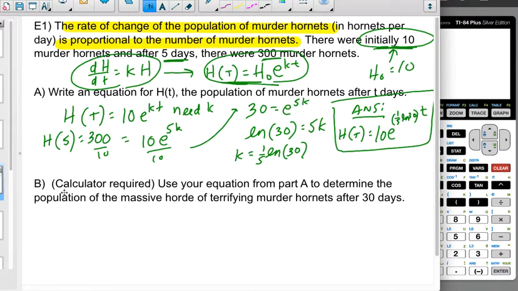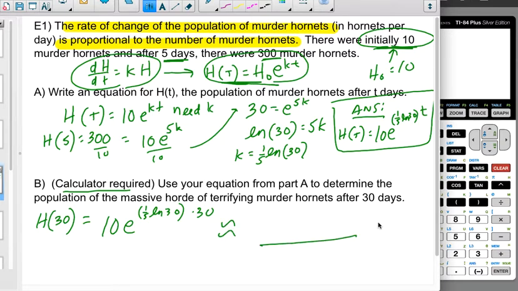So then a calculator is required for this one. Use your equation from part A to determine the population of the massive horde of terrifying murder hornets after 30 days. So I'm asked to use a calculator to find h of 30. Now, if I don't have a calculator, I could just write in 30 and say, okay, cool, that's the best I can do. I don't know what this is, right? But then I'm going to use a calculator to type this in and get a value.